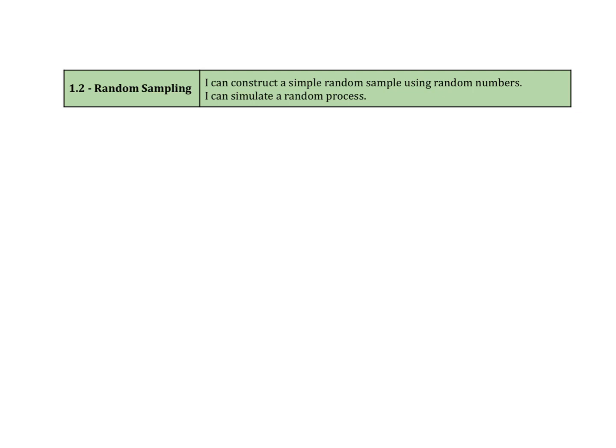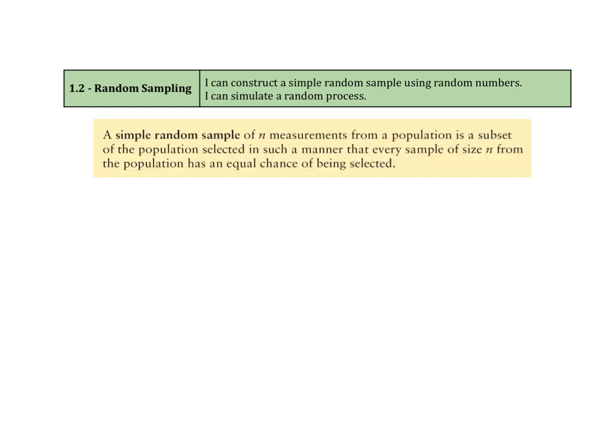In this video, I'm going to talk about random sampling. Our goals are to construct a simple random sample using random numbers and to simulate a random process. A simple random sample of n measurements from a population is a subset of the population selected in such a manner that every sample of size n from the population has an equal chance of being selected.